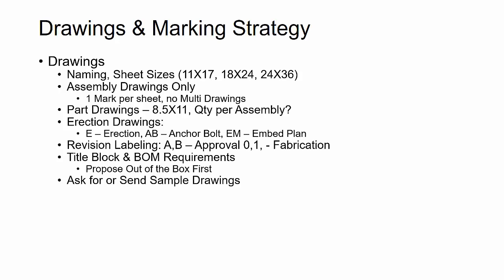Oftentimes you'll see fabricators request that anything going out for approval have an alpha character, such as Rev A, Rev B, Rev C, etc. And then once it goes to fabrication for the first time, or is issued for construction or for field use for erection drawings, the revision switches to starting at 0, and then 1, 2, 3 progression after that.